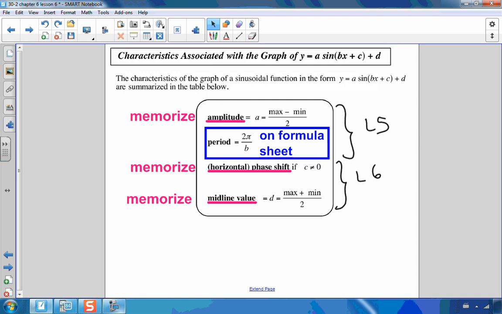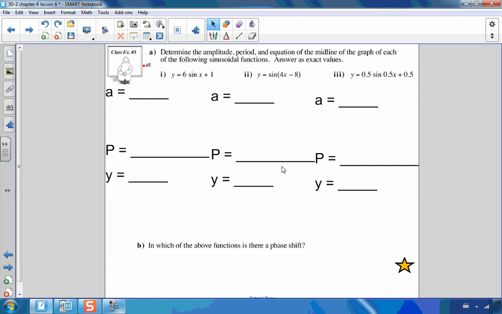So if you remember, amplitude is half the distance between max and min, which is why I subtract. Midline is an average height, which is why I add and divide by 2. And c is just the horizontal phase shift. So in your equation, if you have a c value that's not 0, it means you've had a horizontal phase shift. Let's look at class example number 5. For each one of these, I want to determine amplitude, period, and equation of the midline. So starting to put everything together. Okay, so amplitude is the number in front of sine.